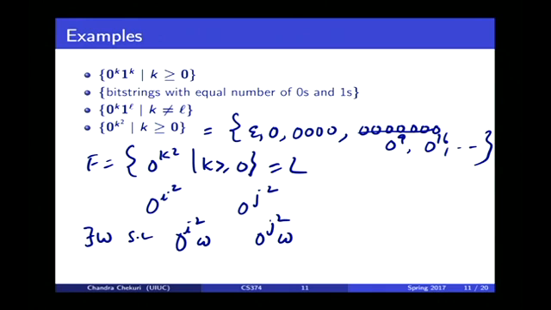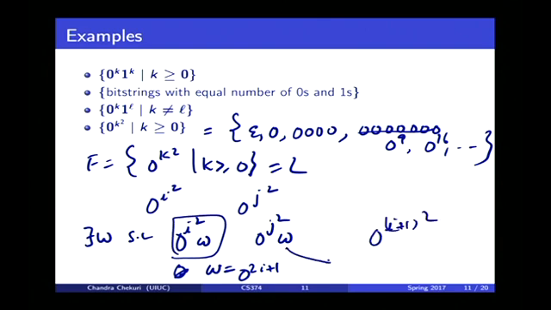Good, right? So what can I do? I can choose W to be 0 to the 2i plus 1. Now what does this string become? It will become 0 to the (i plus 1) square. What does this other string become? Well, it will become 0 to the j square plus 2i plus 1, right?